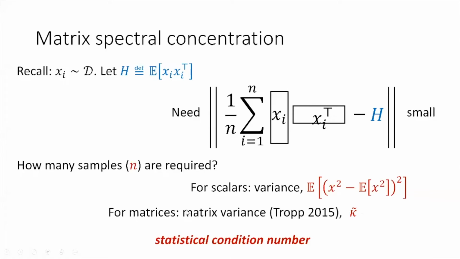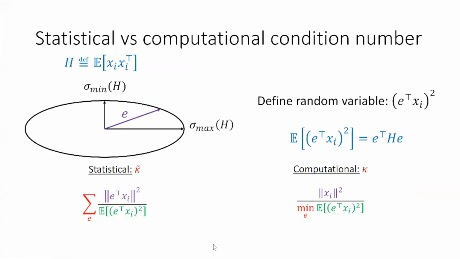And in the context of matrices, there is a similar quantity called matrix variance, and we call this the statistical condition number, which I'll describe next. So the statistical condition number can be defined as follows. Let's say H is the expected covariance matrix of xi xi transpose. We look at, say, a given direction E.